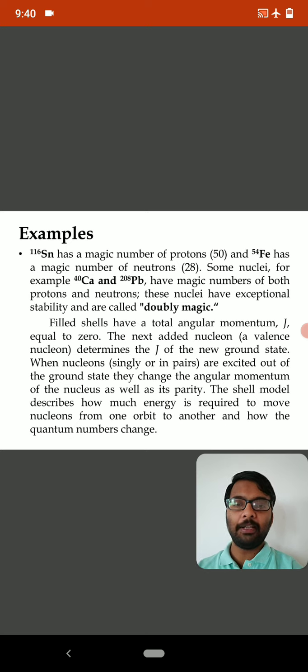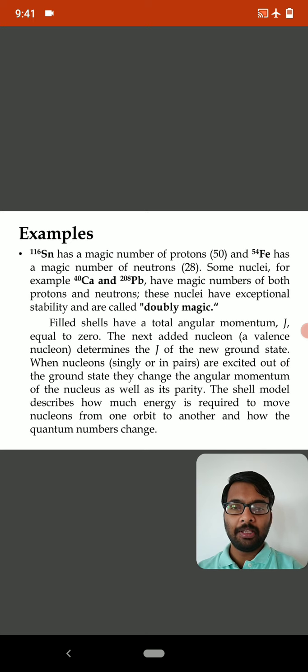Similarly, if we consider lead-208, it has 82 protons and 126 neutrons. Both 82 as well as 126 are magic numbers. So again this lead-208 is also a doubly magic nucleus and it is highly stable, means it has exceptional stability. For example, calcium-40 and lead-208 have magic numbers of both protons and neutrons. So these nuclei have exceptional stability and are called doubly magic nuclei.